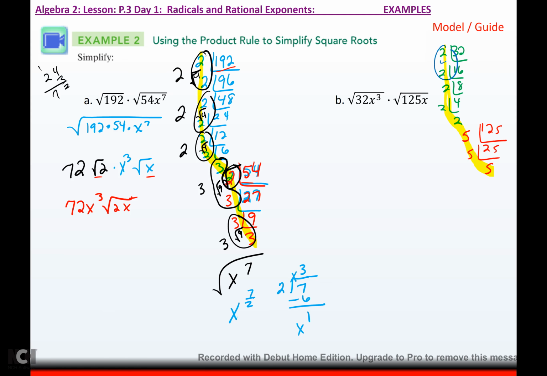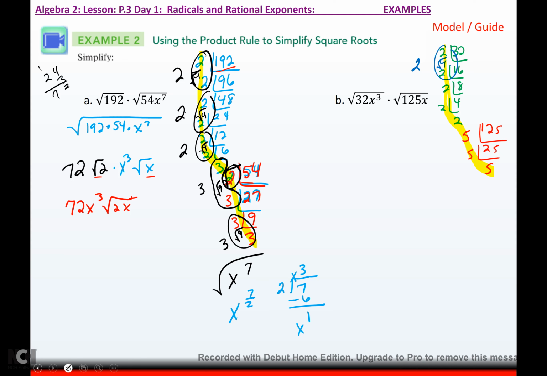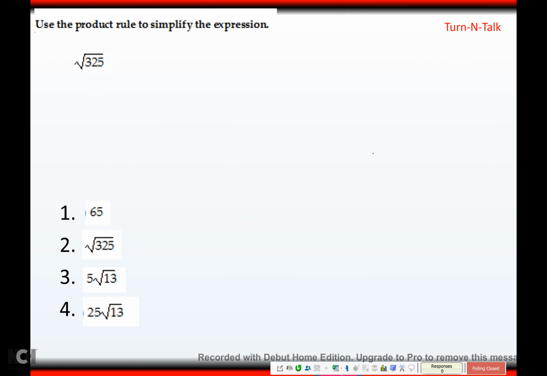So 2 2's make 4, the square root of 4 is 2. There's another bundle of 2, that's 4, square root of 4 is 2. That 2 doesn't have a partner, so he's going to have to go back in. 2 5's make 25, the square root of 25 is 5. He doesn't have a partner, so he goes back in. So I have 10 times the square root of 10.